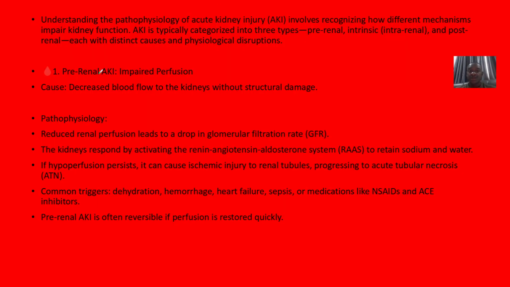So for pre-renal acute kidney injury, the disease condition is happening before the kidneys. It's definitely due to what? The blood flow to the kidney is being obstructed. So there's reduced renal perfusion. The kidney responds by activating the renin-angiotensin-aldosterone system to retain sodium and water. If the hypoperfusion persists, the blood supply to tissues is not adequate, so ischemia sets in.